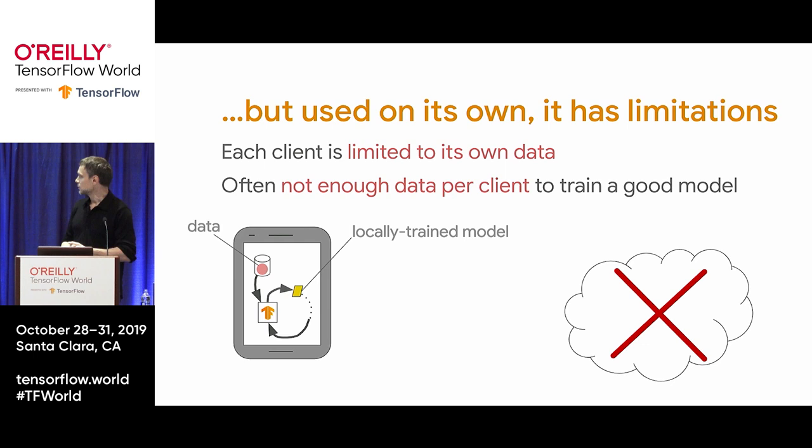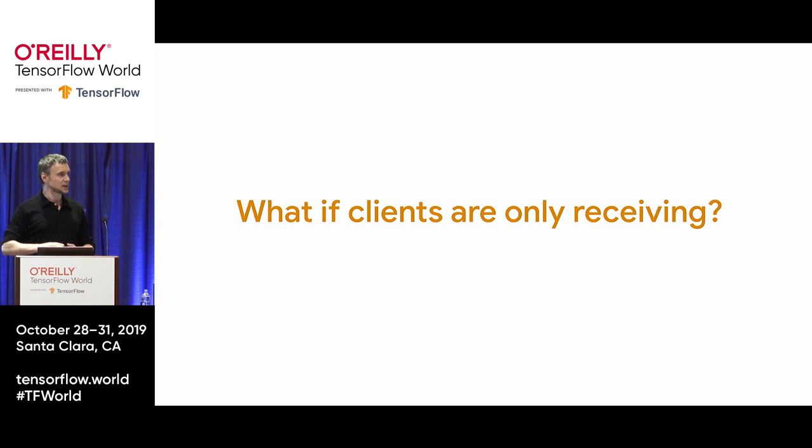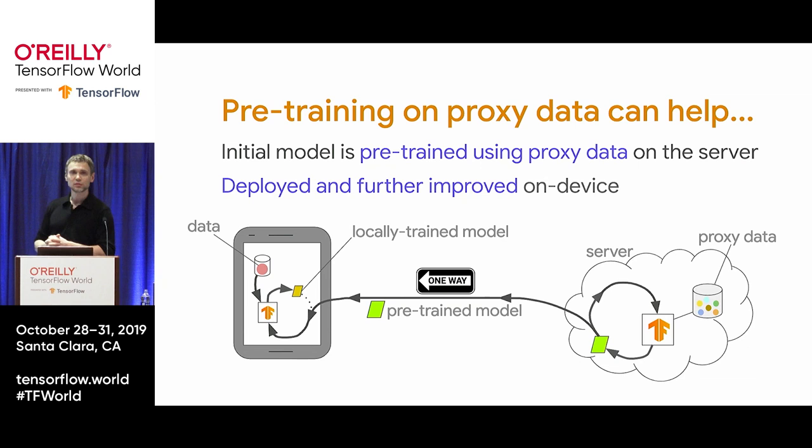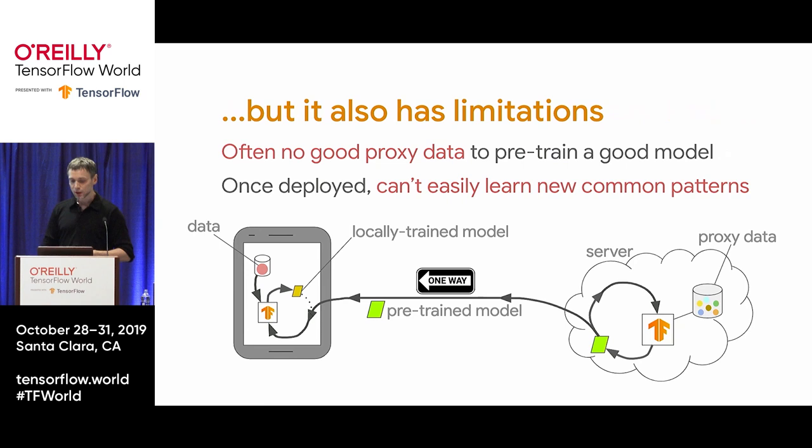What if you bring the server back, but the clients are actually only receiving data from the server? Could that work? If you have some proxy data on the server that's similar to the on-device data, you could use it. You could pre-train the model on the server and then deploy it to clients and then let it potentially evolve further. Okay, so that could work. Except very often, there's no good proxy data or not enough of it for the kinds of on-device data you're interested in. A second problem is that the intelligence we're creating is kind of frozen in time, in the sense that, as I mentioned, clients won't be able to do a whole lot on their own. And why does it matter?